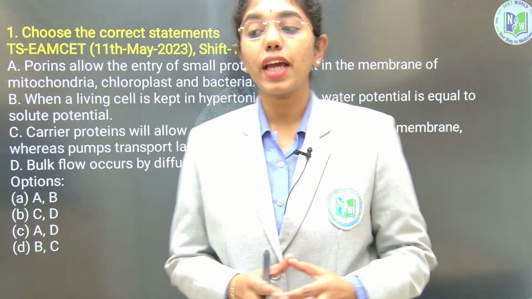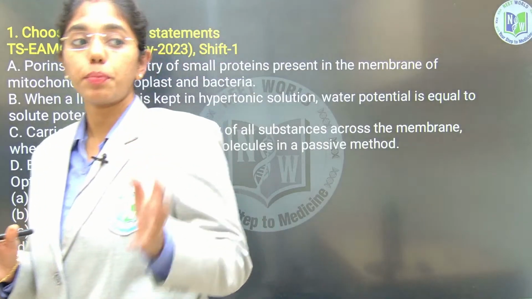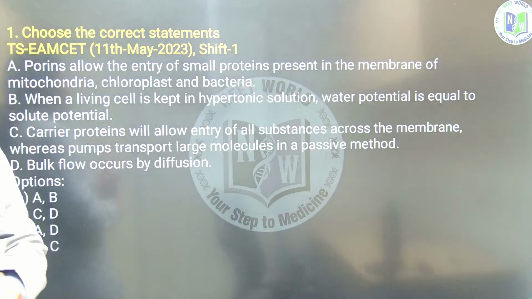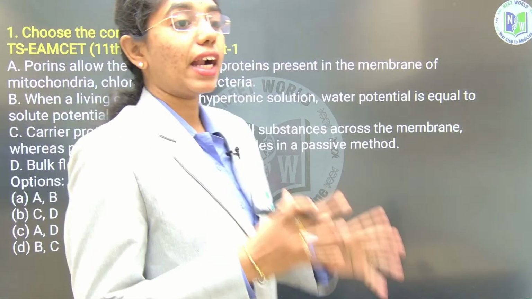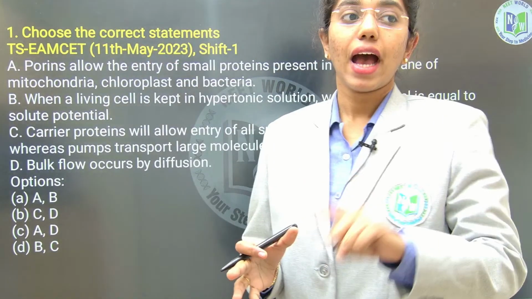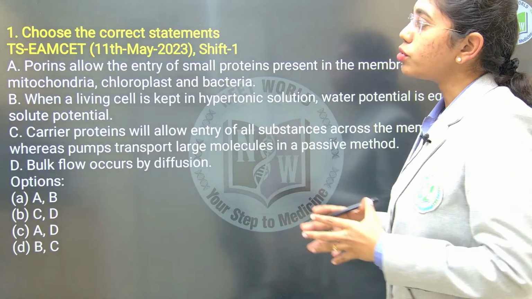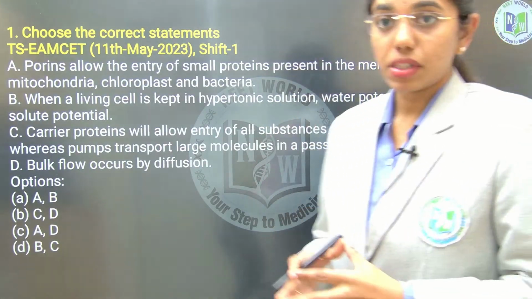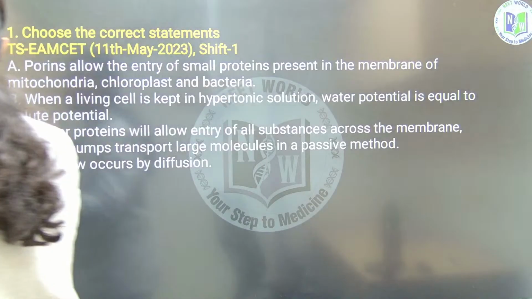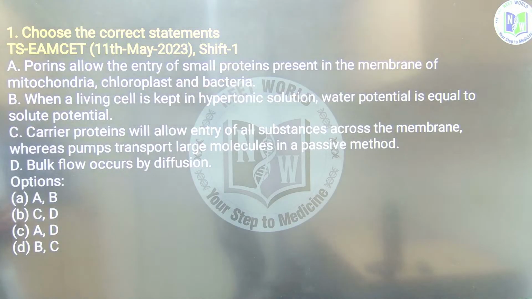So here we are with the EAPCET Previous Year Questions from the first chapter of plant physiology, that is transport in plants, after which we are going to look into mineral nutrition. Here you see, choose the correct set of statements from transport in plants. First, a statement based question, look into that carefully.